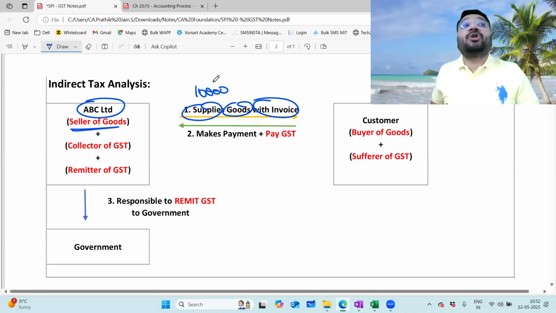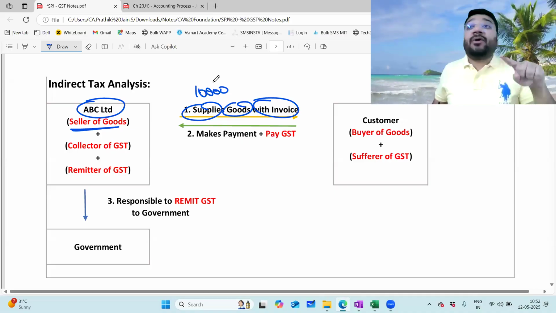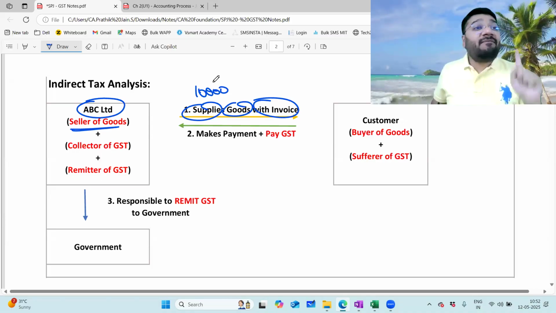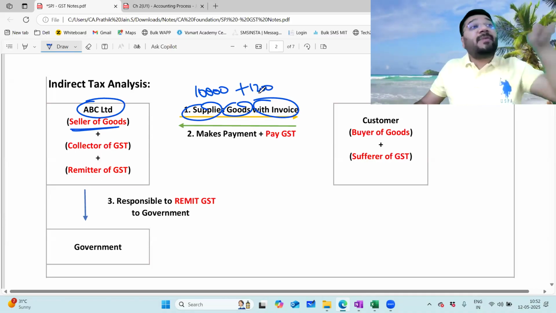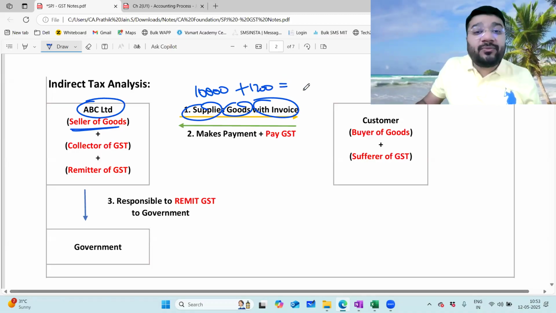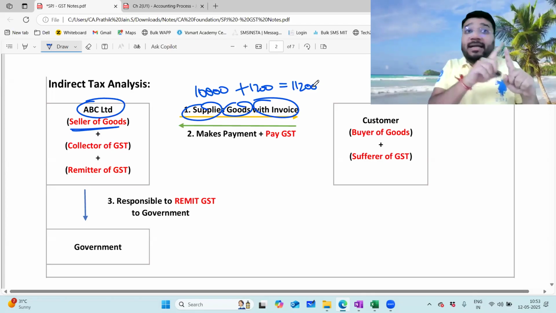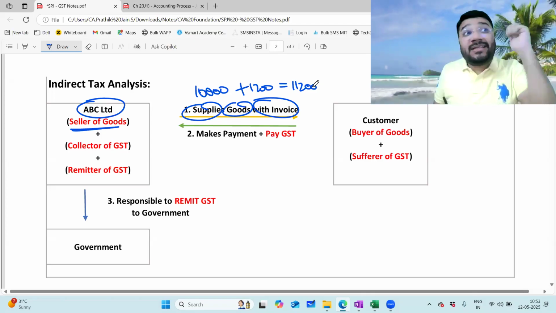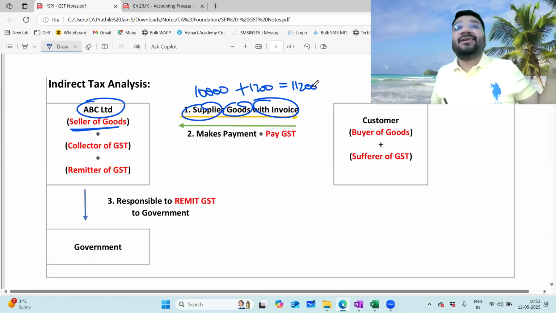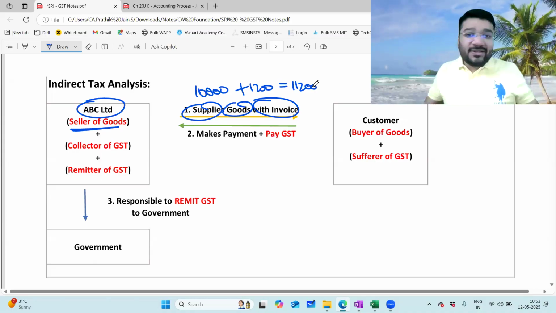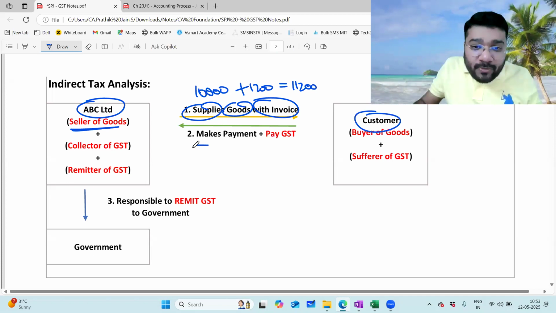Let's say the tax is 12% now. So 10,000 ka 12% is how much? 1,200. So plus 1,200 I'll mention in the bill. So what is my total invoice value? 11,200. I'm actually giving 10,000 worth of goods, but in the bill, how much is mentioned? 11,200. Extra 1,200 is for whom? Government.